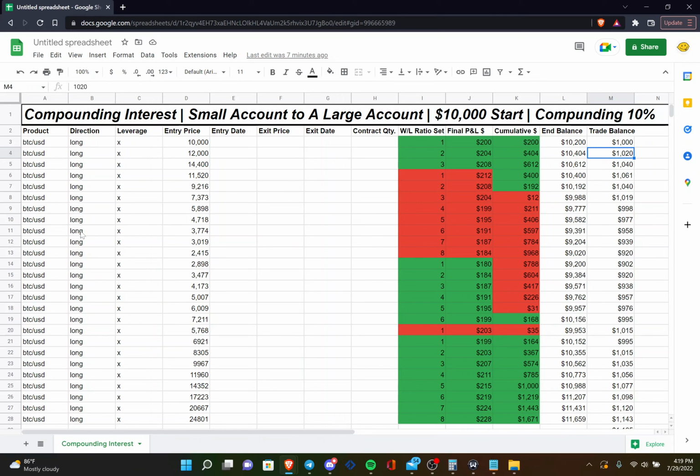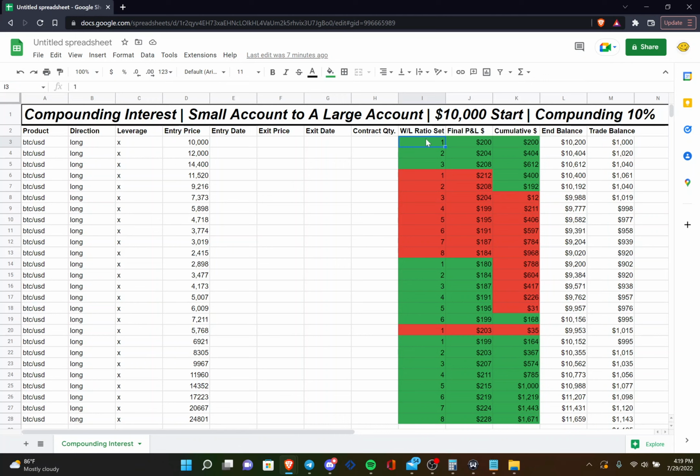All right, so everything is long, so all the positions you take are long. There is no leverage, and the entry price is the price that you entered Bitcoin at the time. So as you can see, the first trade, Bitcoin's $10,000. Okay, this middle section here of the entry date to the contract quantity does not matter. It's not relevant. Okay, we are starting with a $10,000 account size, and we're compounding that account 10%, and I'll explain that in just a bit here.